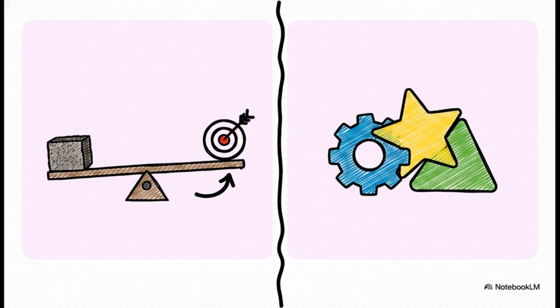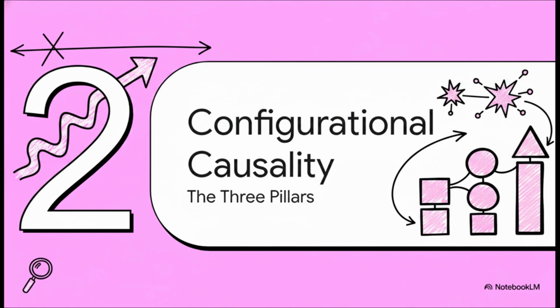But over on the right, we have fsQCA, which is asymmetric. It doesn't care about isolated net effects. It looks at holistic configurations. It asks, what combination of conditions produces this specific outcome? Let's look at the theory of configurational causality, broken down into 3 pillars.